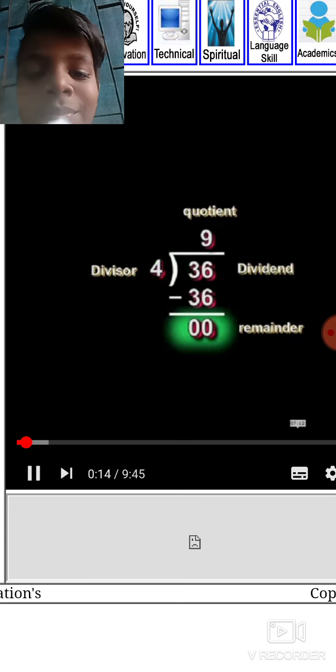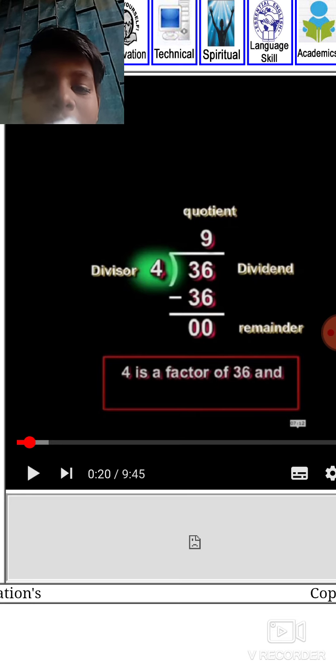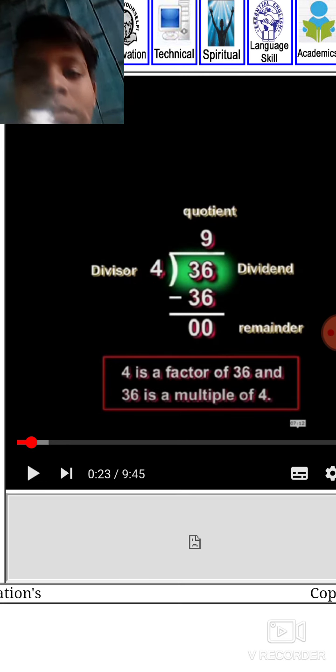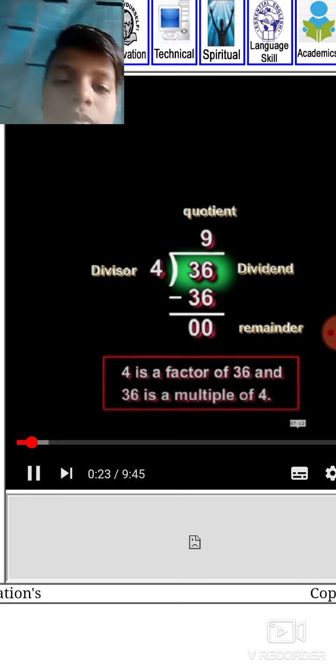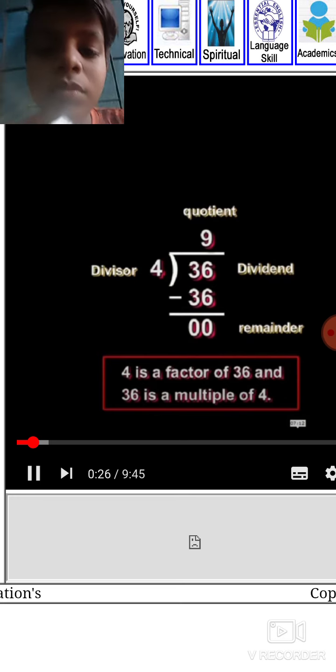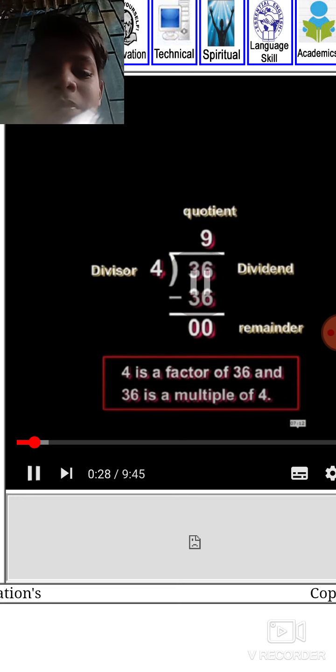And therefore, 4 is a factor of 36, and 36 is a multiple of 4. That is, 36 is divisible by 4.